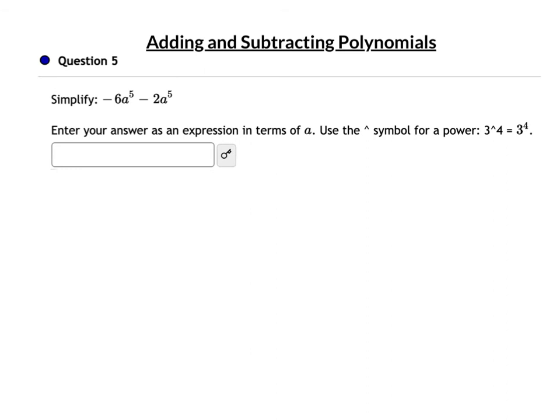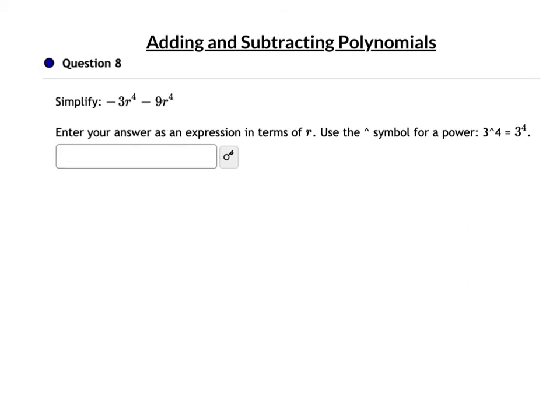Question 5. Here we're subtracting, but just think of this as negative 6 plus negative 2. That would be negative 8. They're like terms, so I keep my power. The powers never change when you add. Negative 8a to the 5th.